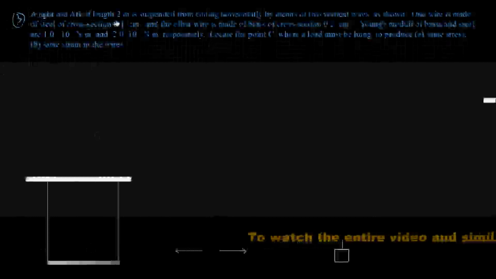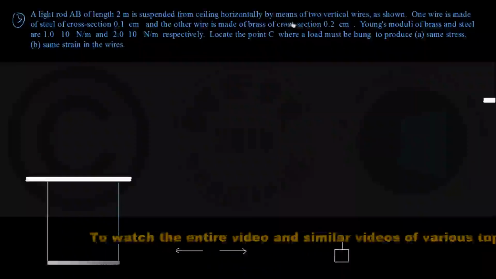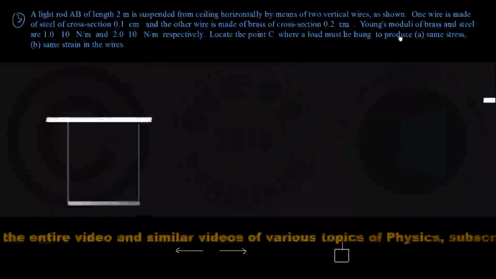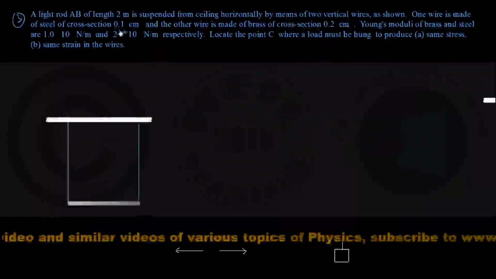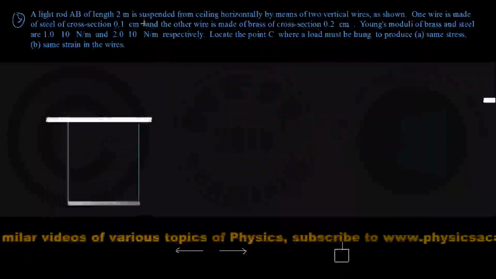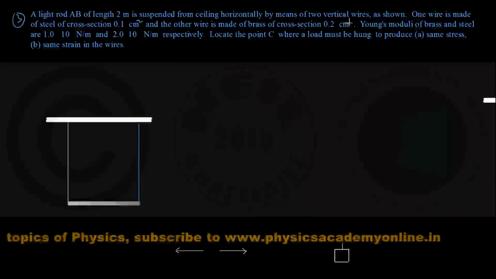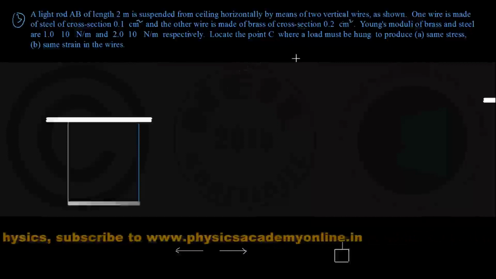We shall go for the next problem now, which is problem number 3 in the lecture. And this one says that a light rod AB of length 2 meters is suspended from the ceiling horizontally by means of 2 vertical wires as shown. One wire is made of steel of cross section 0.1 centimeter square and the other wire is made of brass of cross section 0.2 centimeter square.